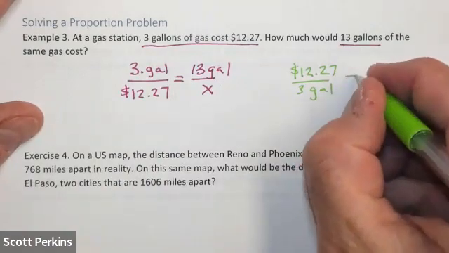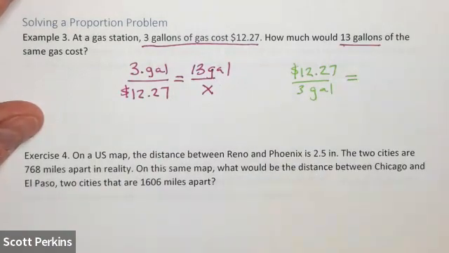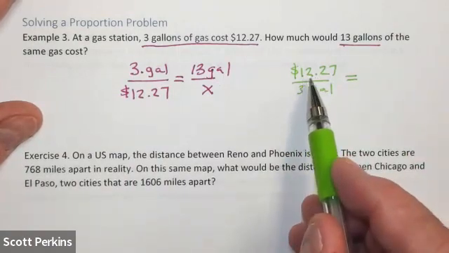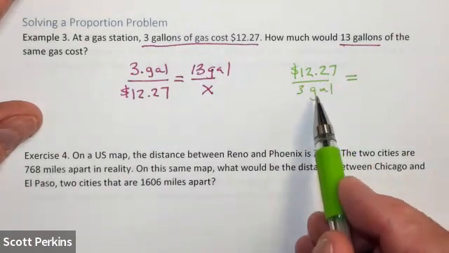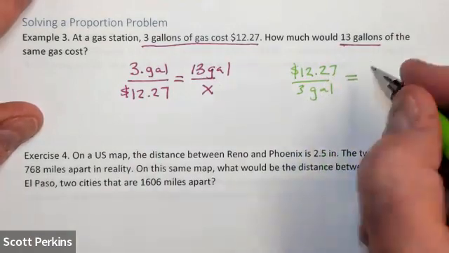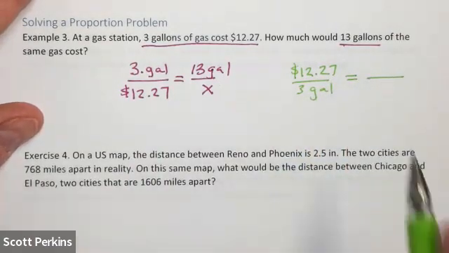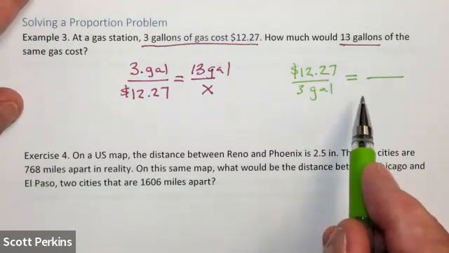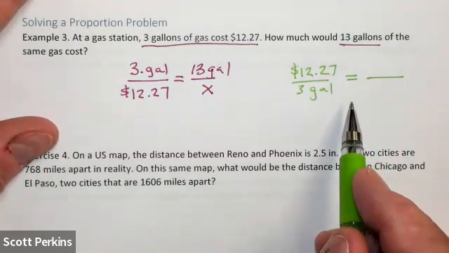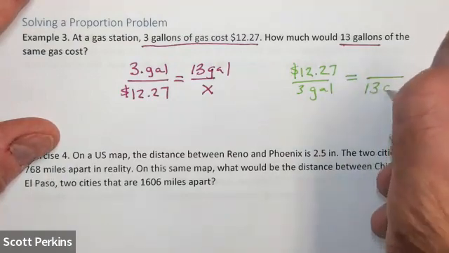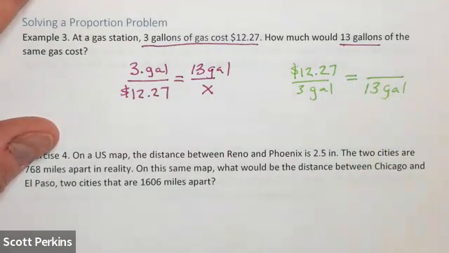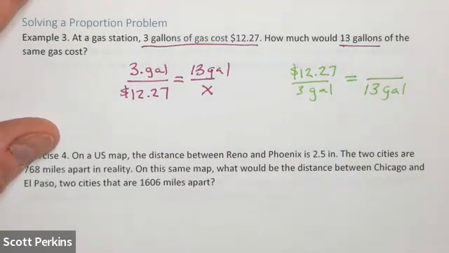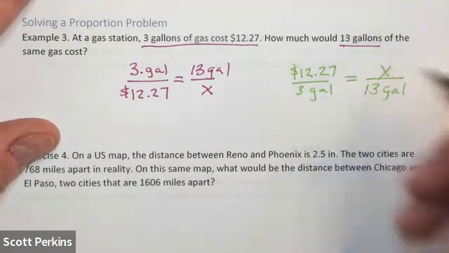But just in case your impetus would have been to write the ratio as 12.27 over 3 gallons, that is perfectly wonderful. You just have to remember, if you did it like this, the green problem, where are you going to put your 13 gallons? In the bottom, yeah. You're going to come up with the same answer either way. Neither one of these is righter or wronger than the other. They're equivalent. Okay, so then we'll put the X up there.